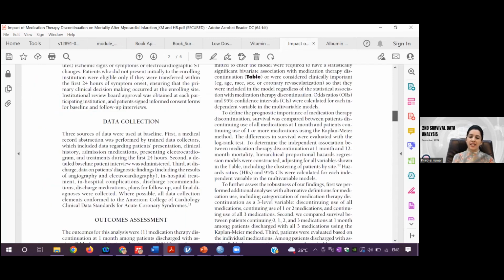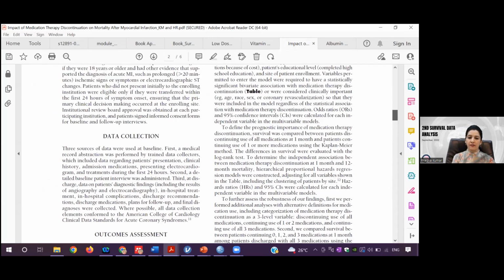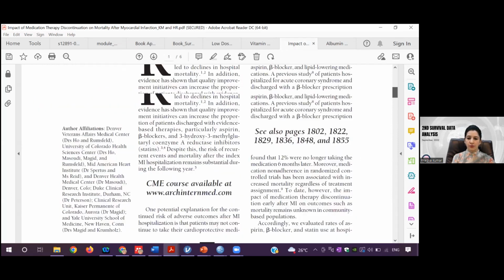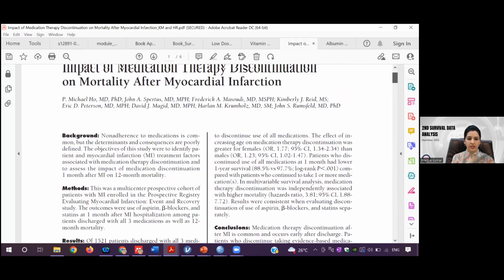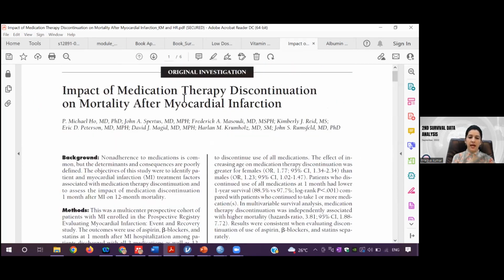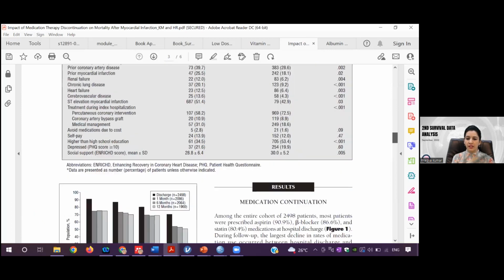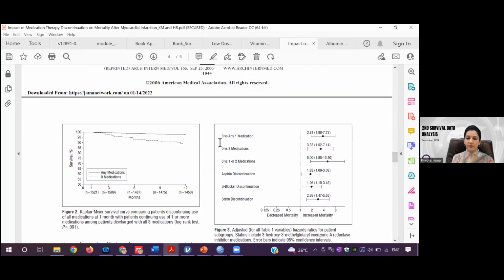I was just checking how various articles publish the result. So maybe we can look at this, the impact of medical therapy discontinuation. This outcome which you are seeing is regarding 0 discontinuation versus 1 medication discontinuation. So a person who has not discontinued versus a person who has discontinued 1. That's what I am thinking from the title.